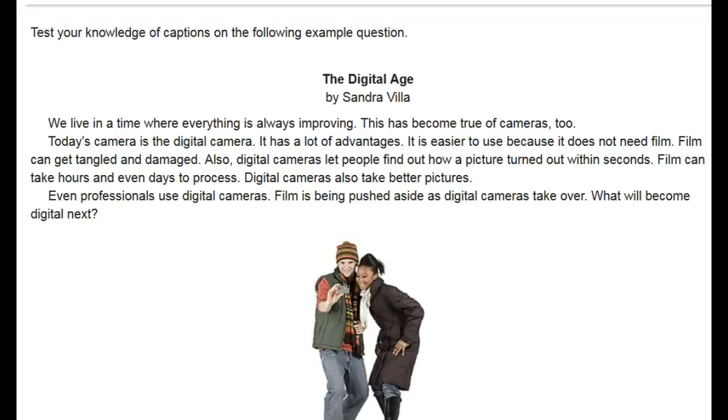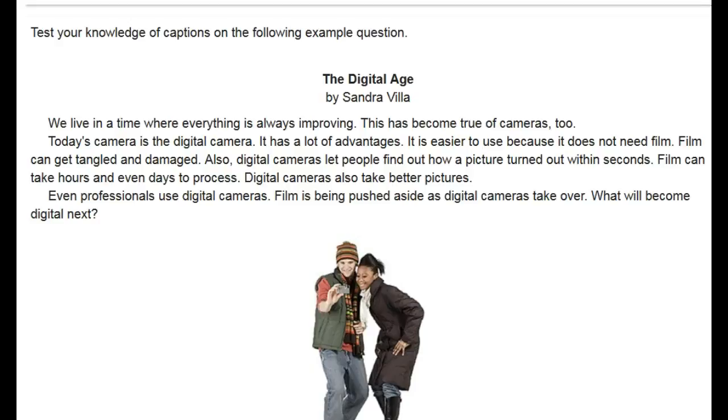So let's test our knowledge of the captions on the following example question. This writing is entitled The Digital Age by Sandra Villa. We live in a time when everything is always improving. This has become true of cameras too. Today's camera is the digital camera. It has a lot of advantages. It is easier to use because it does not need film. Film can get tangled and damaged. Also, digital cameras let people find out how a picture turned out within seconds. Film can take hours and even days to process.